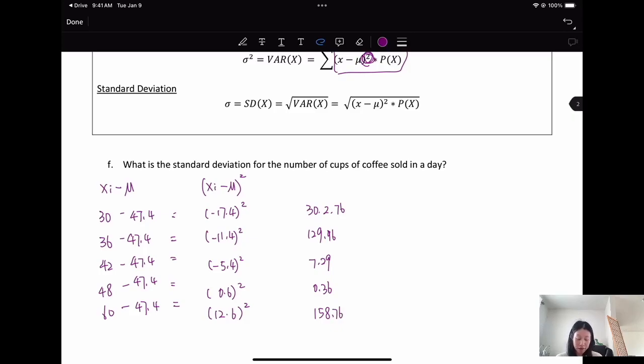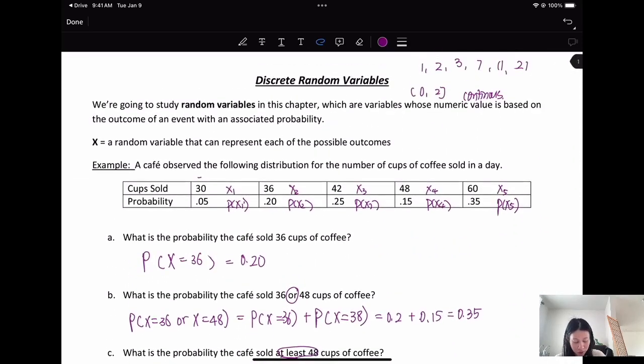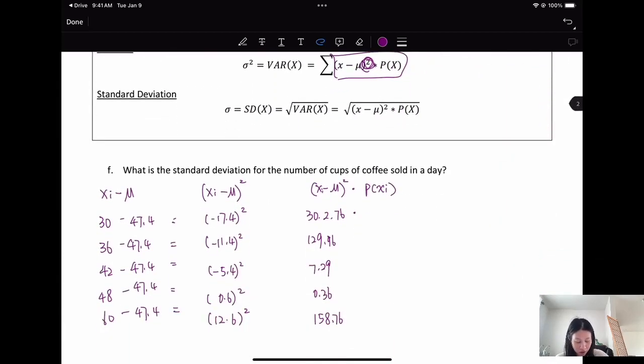Okay, so this is the answer after you square them. And then they want you to times the probability, each probability. Like for the first one, what is it? Here it is 5%, 20%, 25%, 15%, and 35%. So I've got times 5%, times 20%, times 25%, times 15%, and then times 35%. And then this equals 15.13, 25.992, 7.92, 0.054, and then 55.566.